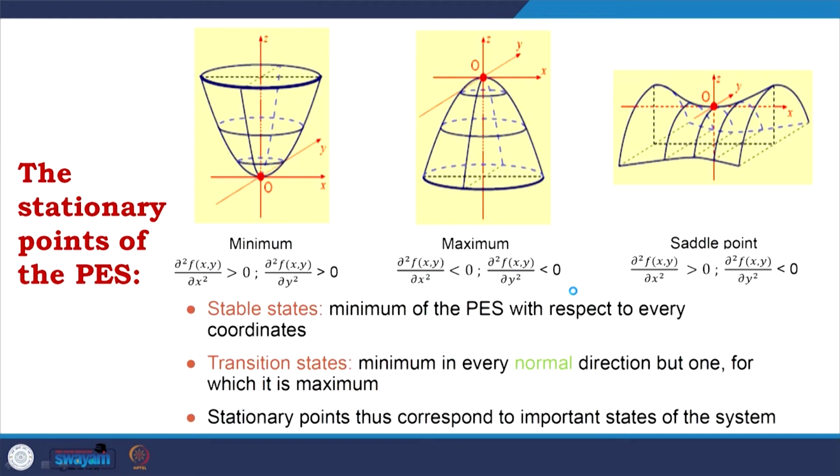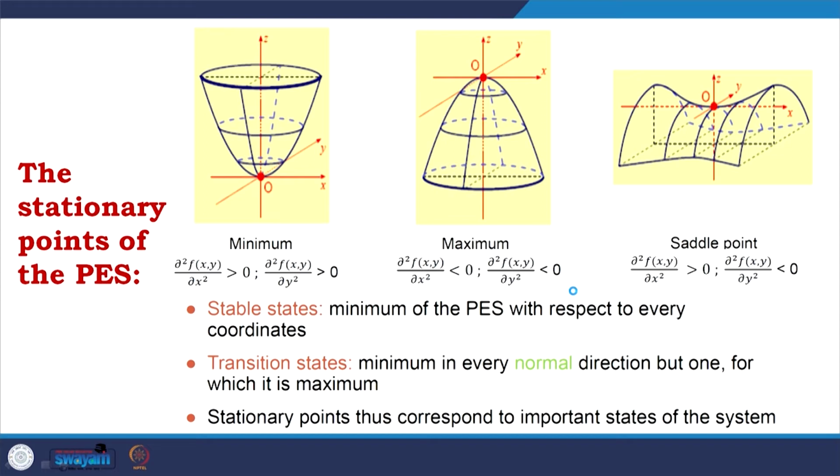As I told, the stable states are the minimum of the potential energy surface with respect to every coordinate. The transition state, or the saddle point, is a minimum in every normal direction but one, for which it is a maximum. Stationary points thus correspond to important states of the system.